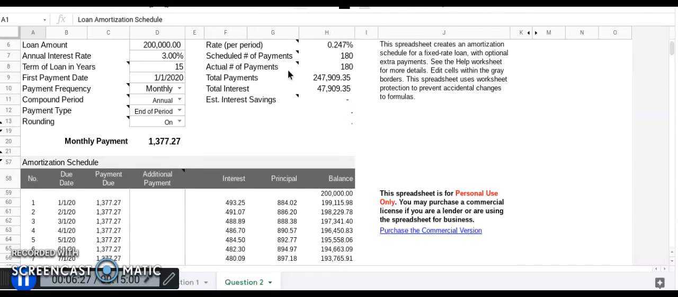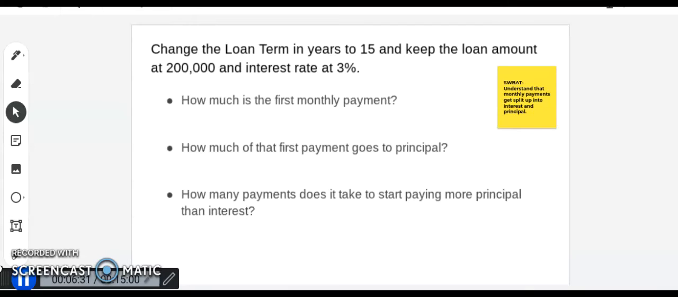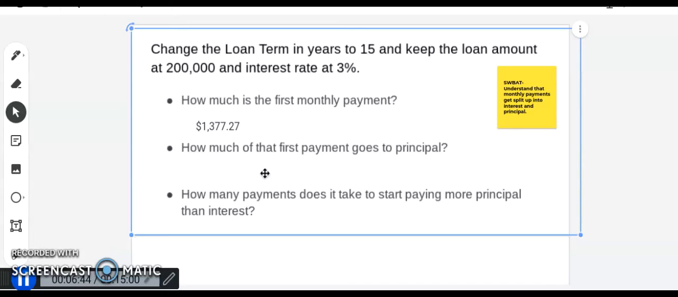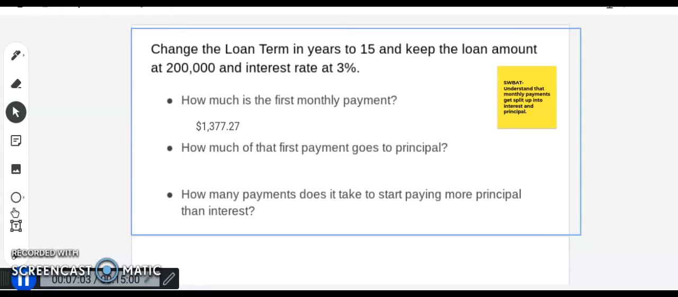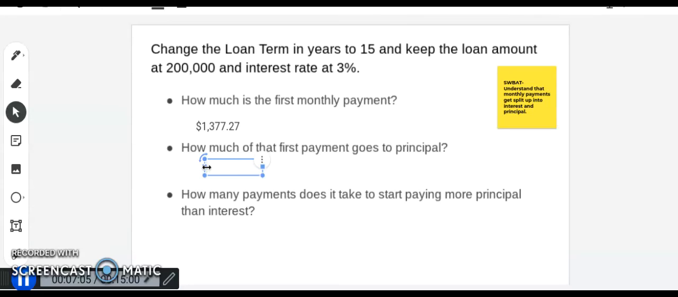So we can go ahead and write that down. $1,377.27. All right, and we want to look back. How much of that first payment goes to our principal? That's going to be in this column over here. And that first payment, number 1, we're going to be paying $884.02 to our principal. So go back to your Jamboard. How much of our first payment goes to principal? $884.02.